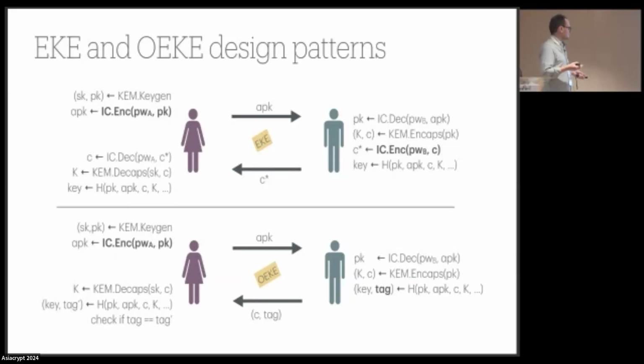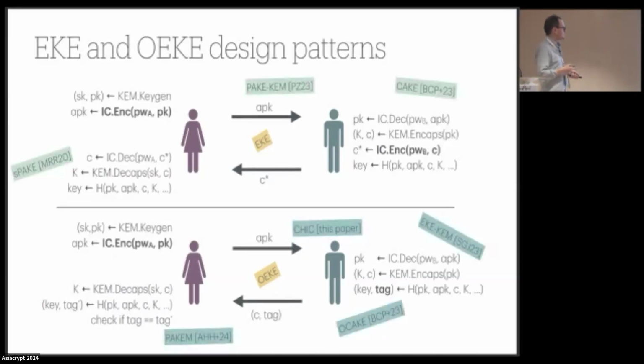The second design pattern is exactly the same, but instead of encrypting the ciphertext twice, Bob simply derives a key and a tag directly, and this tag authenticates the ciphertext. In all the works that we have seen in the past 2 years, they all follow either one design pattern or the other, all the KEM compilers that we have seen from last year and this year. In our particular case, we decided to follow this one. So we have a ciphertext and a tag.